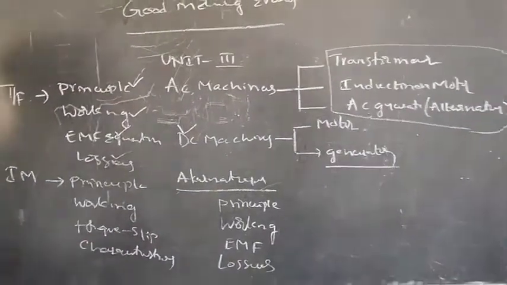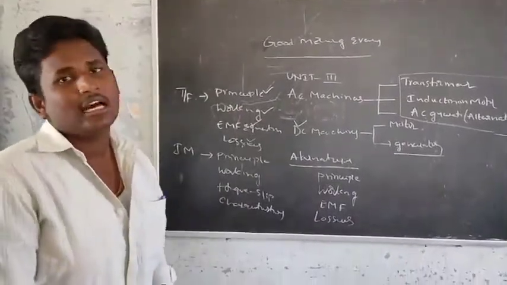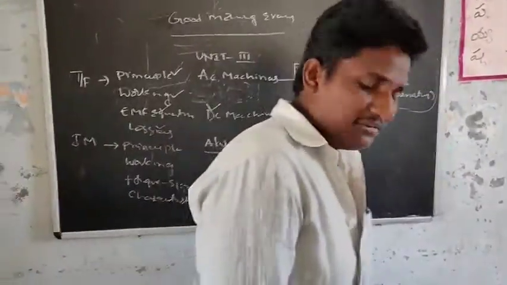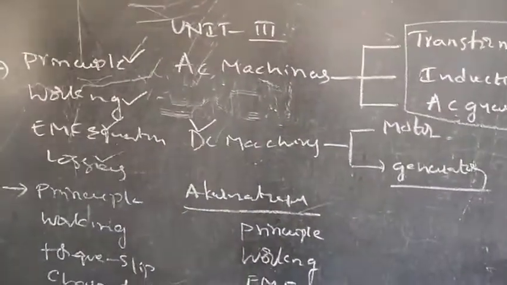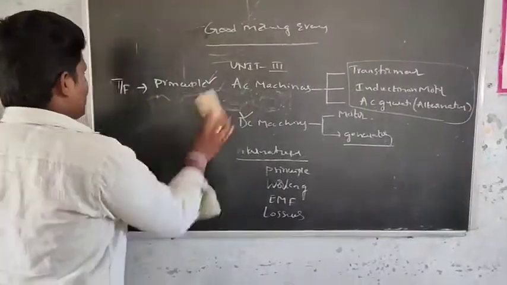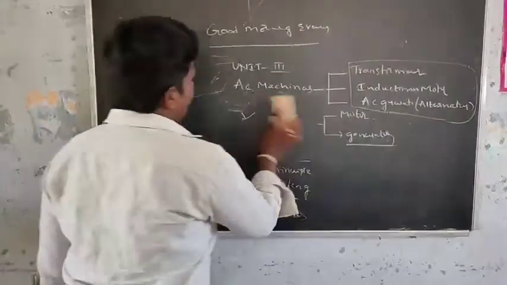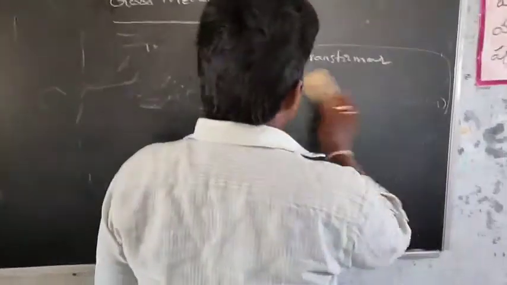So first of all, know what is the transformer, what is the induction motor, what is the alternator. First of all, we can clarify the principles of motor, generators and the like. So I am telling one brief example to decide the operation of motor and generator.